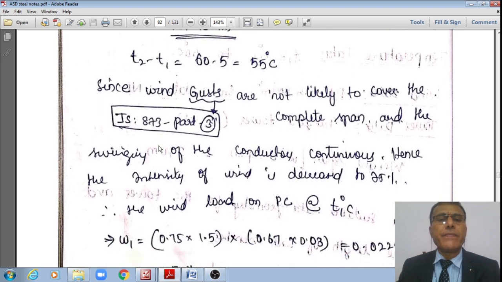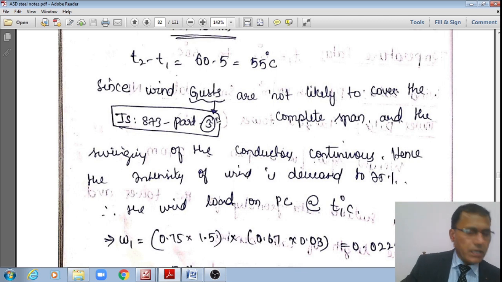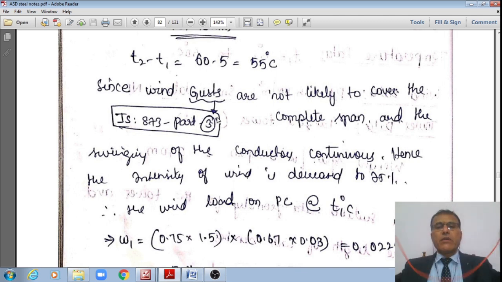However, since wind gusts are not likely to cover the complete span, the swinging of the conductor is continuous. Hence, the intensity of the wind can be reduced to 75%. Meaning 25% can be deducted, and you can take only 75% as effective.